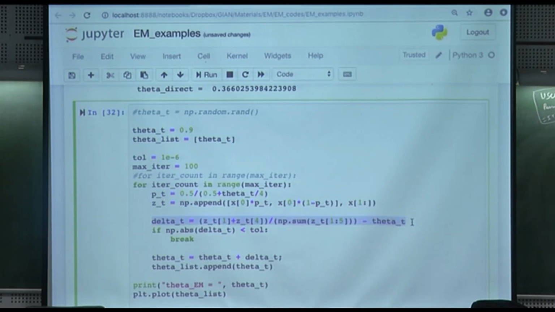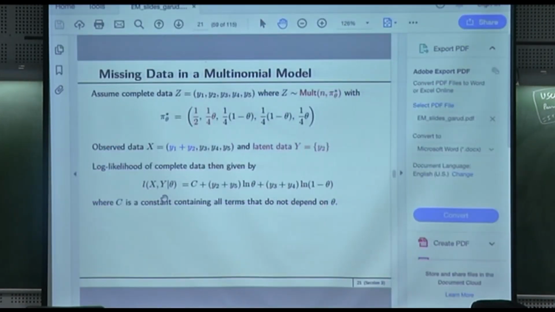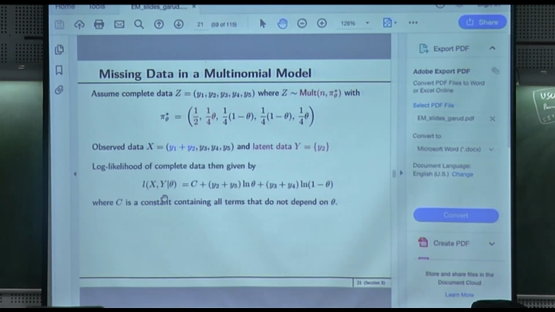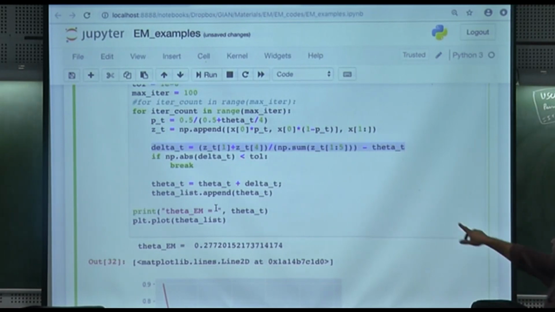The logic behind that is that if you look at z, remember, let me show you this. Suppose I knew all the values of z, how would I compute theta? I will take y2 plus y5 divided by y1 plus y2 plus y3 plus y5. This is the true value of theta that I would get from there. So what I've done is I've got x, I've created a z, now I have a complete data set and I can compute what theta is going to be. So let's check whether that's correct. It should have been y2 plus y5 divided by all the values of z.